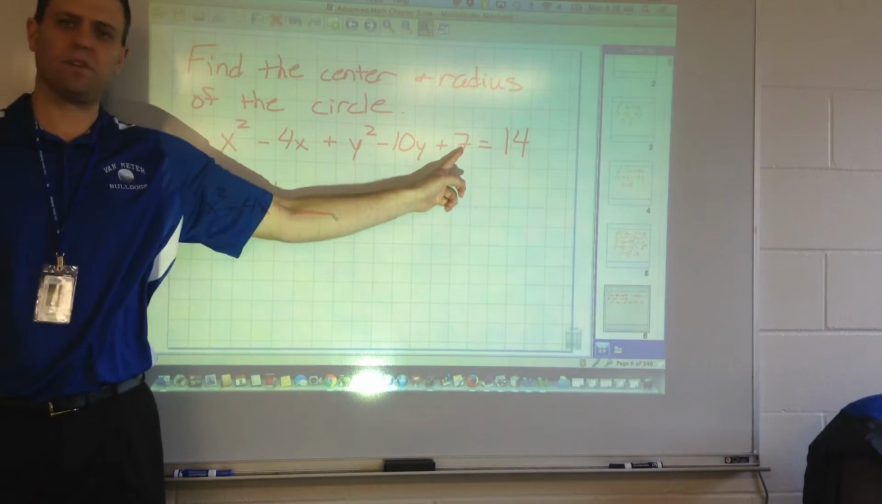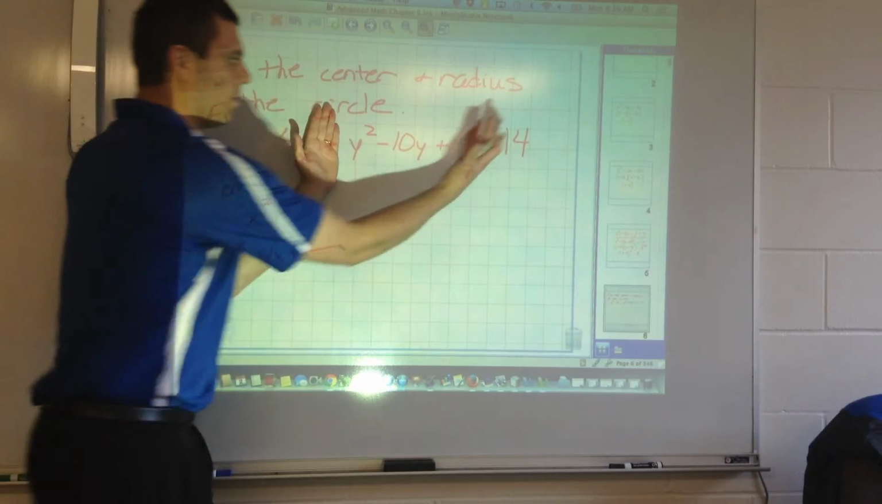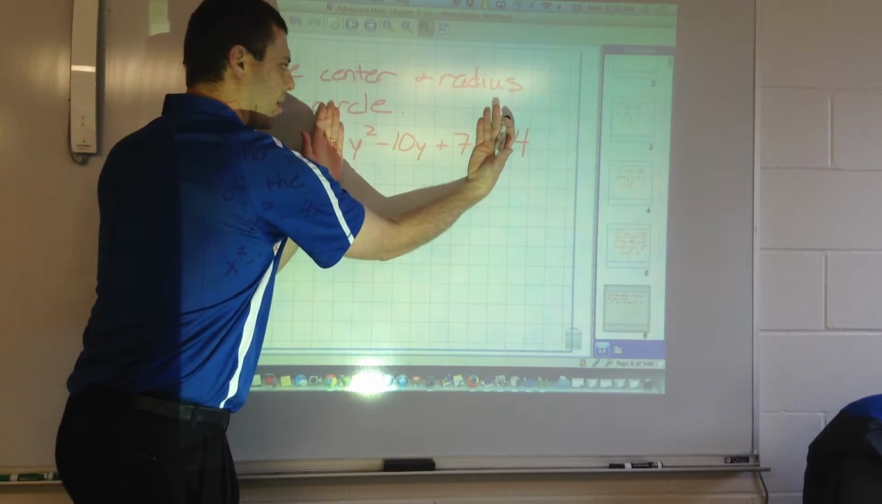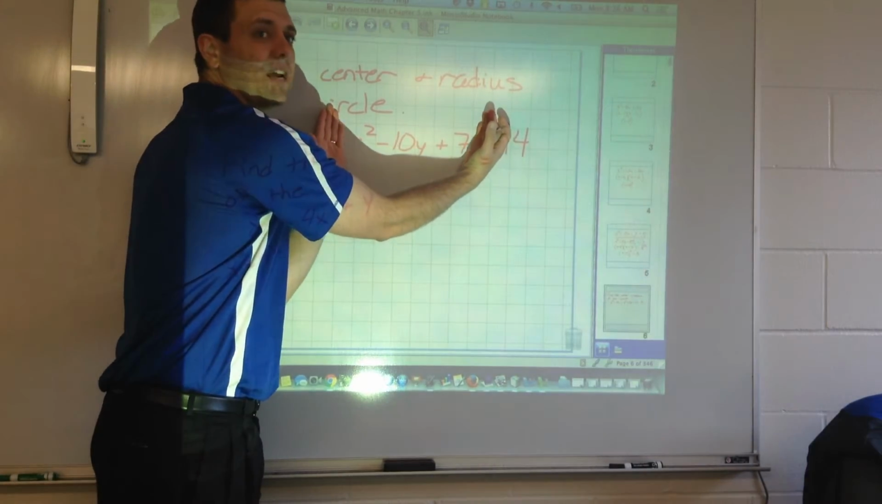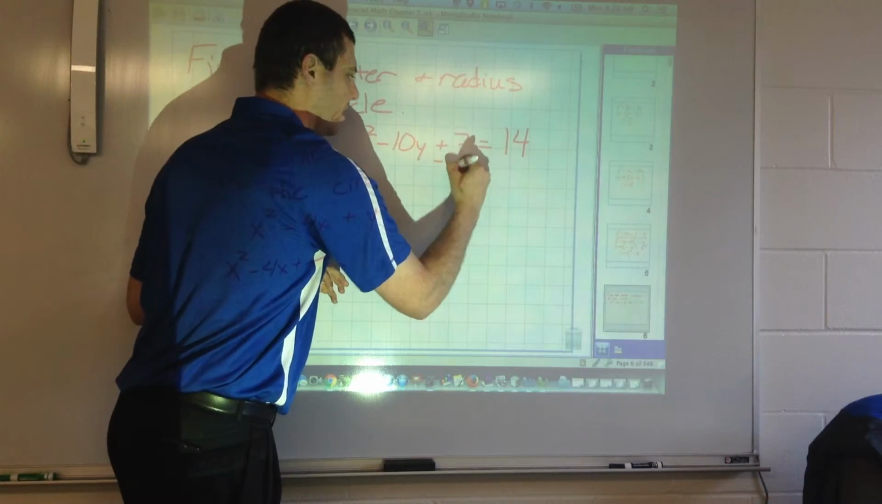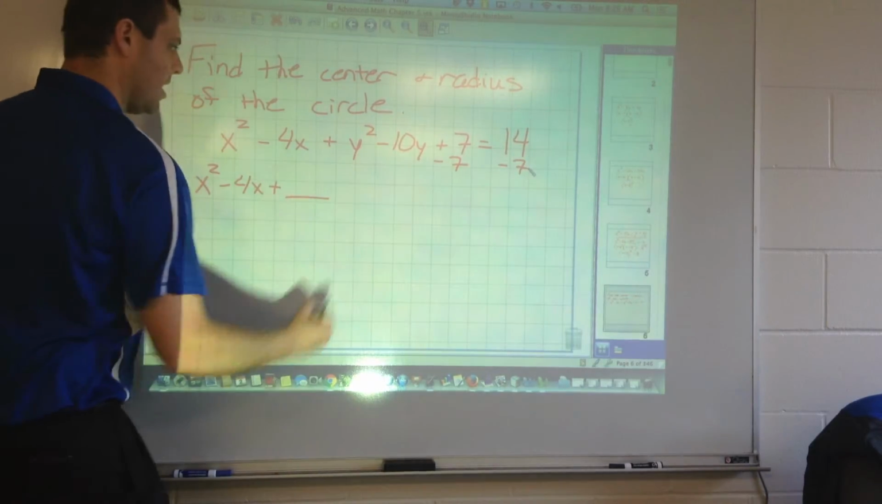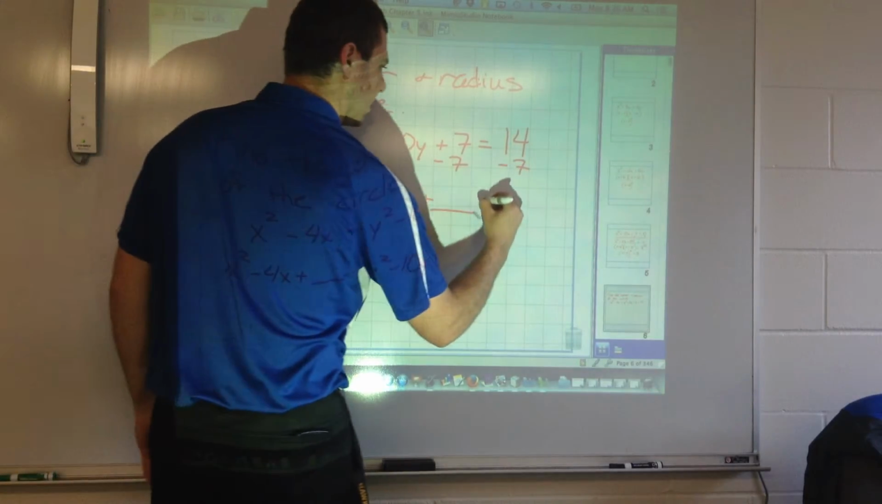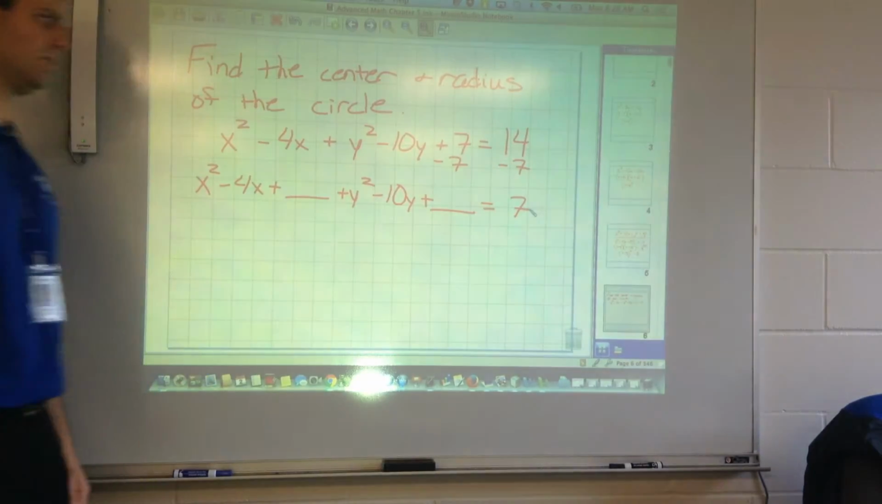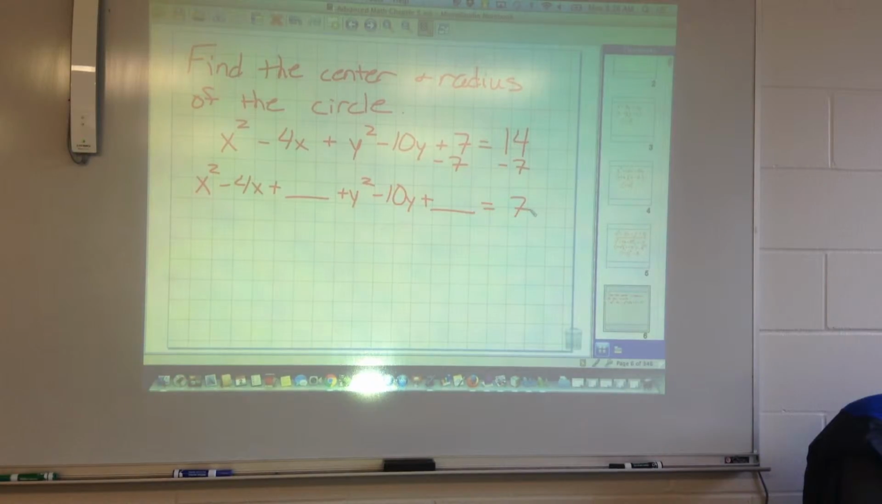Okay? Is this 7 the correct number as far as the y's go? No, because is there anything that multiplies to 7 and adds to negative 10? No, so that 7's wrong. I'm going to get rid of it. I'm going to subtract it to the other side. So minus 7, and then I have plus y squared minus 10y. I'm going to put another blank in here, and that equals 14 minus 7 is 7. So now I need to make the perfect squares.